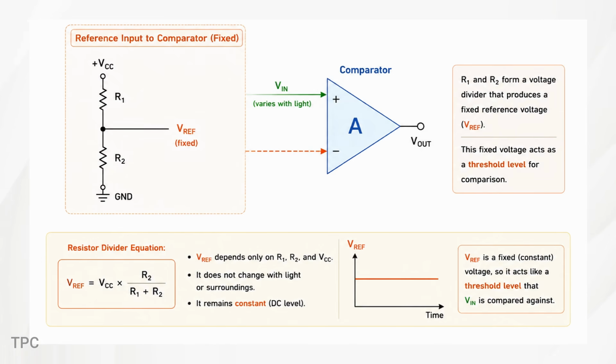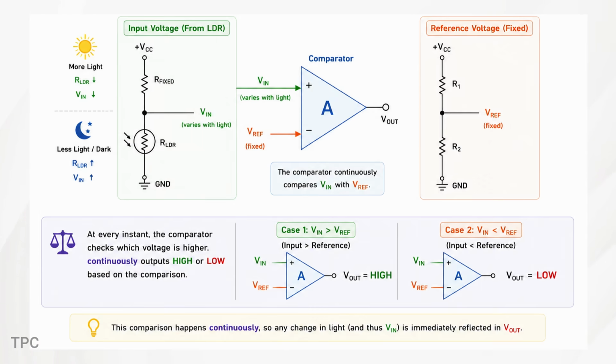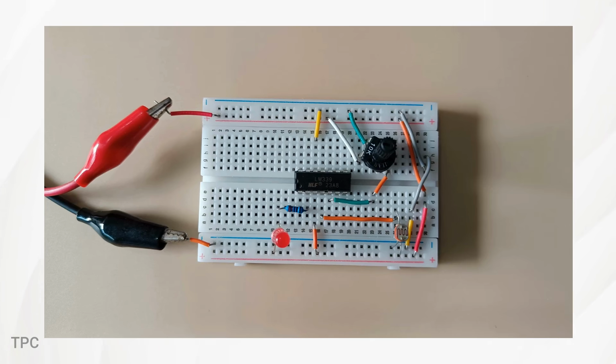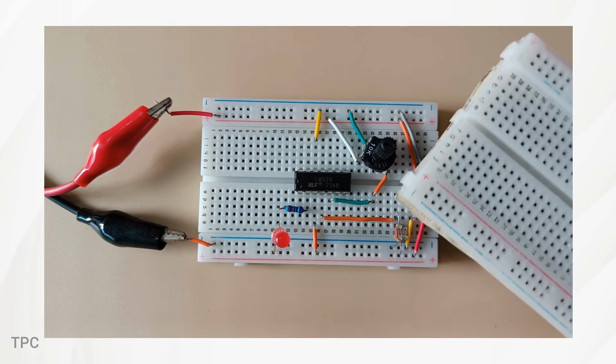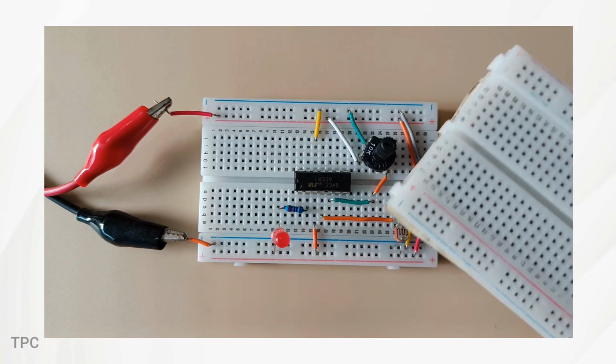On the other input, I've set a fixed reference voltage using a resistor divider. This acts like a threshold level that we want to compare against. Now the comparator continuously compares these 2 voltages, the one coming from the LDR and the reference voltage. So when the light intensity increases or decreases and crosses that threshold, the comparator instantly switches its output.